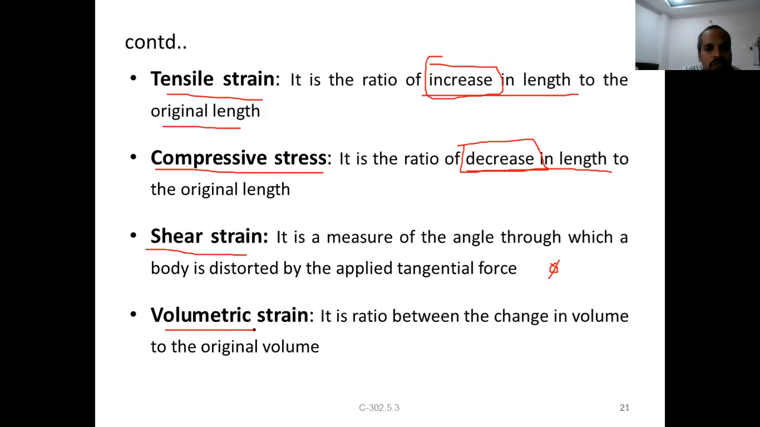And the next one is volumetric strain. It is the ratio of change in volume to the original volume.